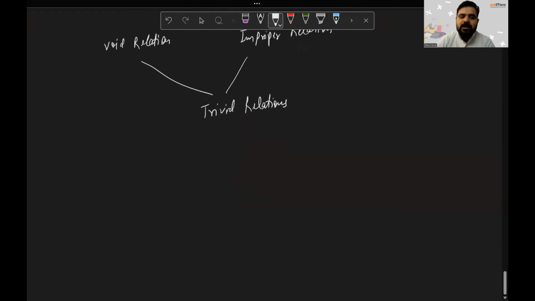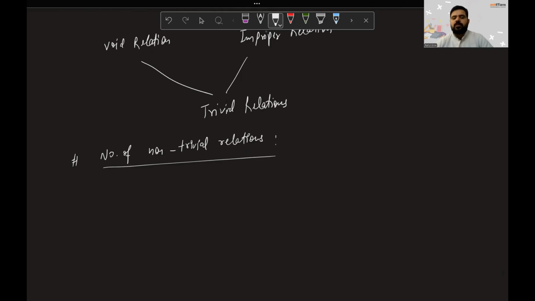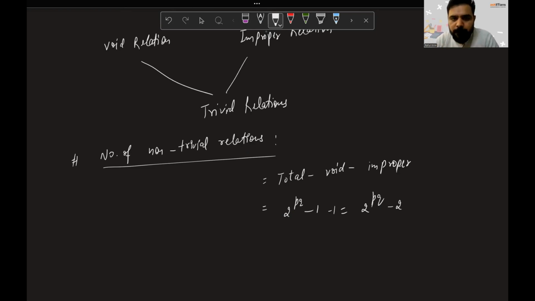So sometimes you might be asked the number of non-trivial relations. How many non-trivial relations will be there? So total minus void minus improper, right? So this is going to be 2 raised to the power PQ minus 1, or 2 raised to the power PQ minus 2. These many non-trivial relations will be there, right?